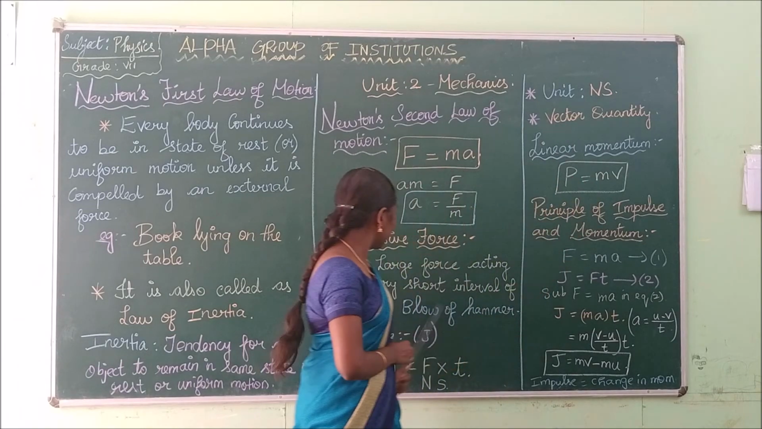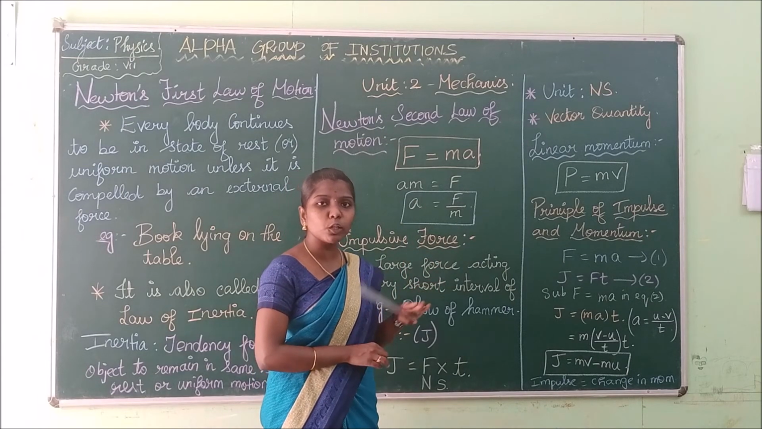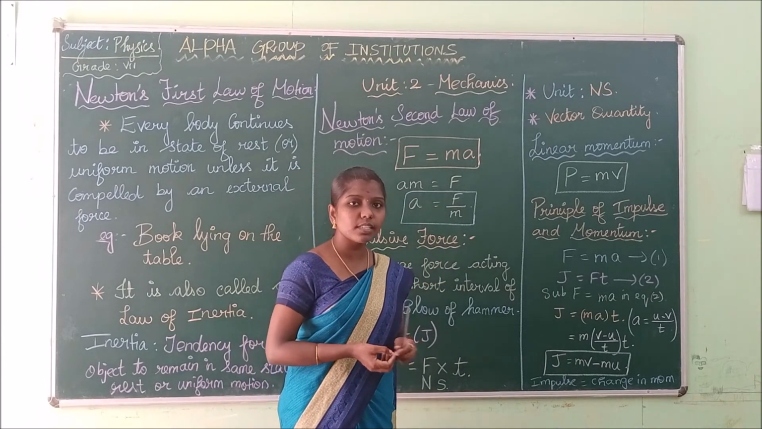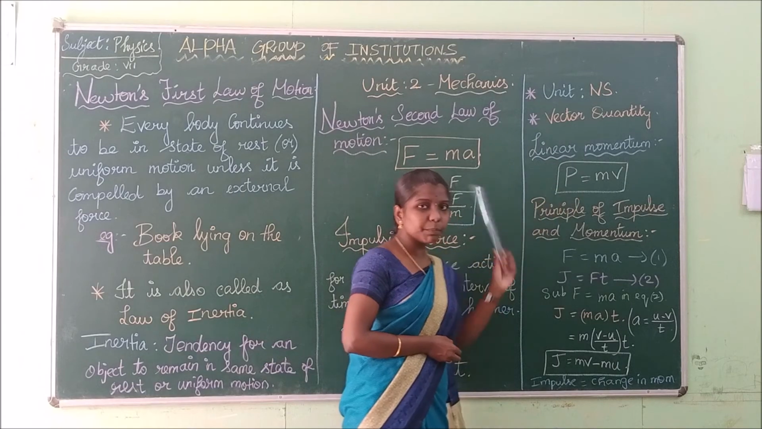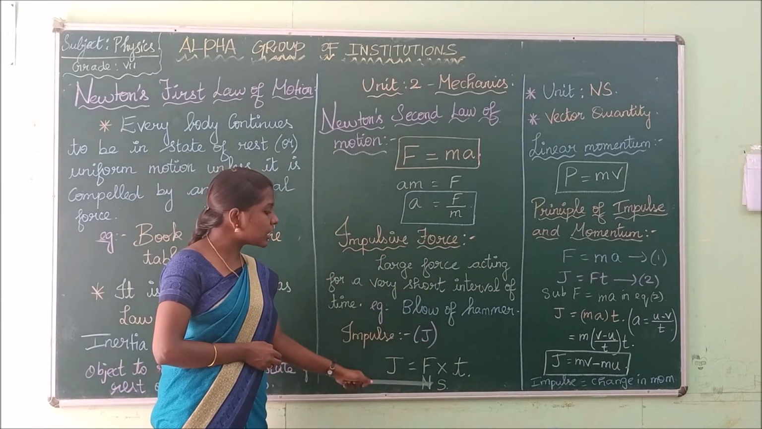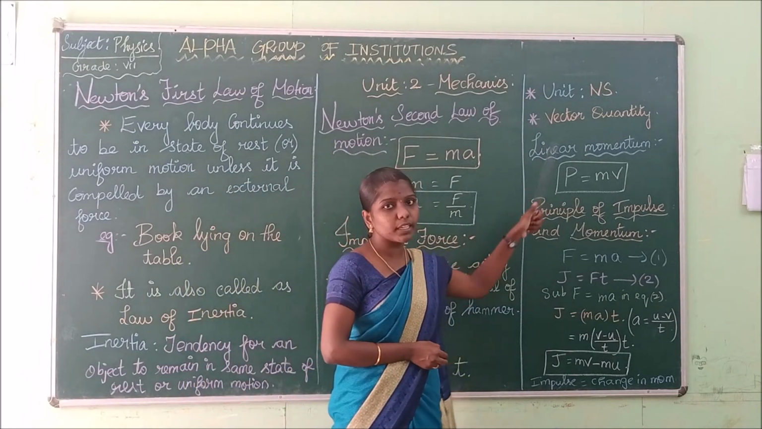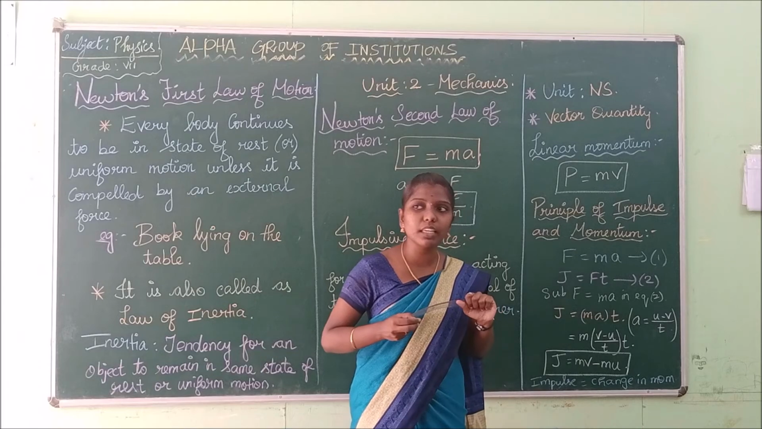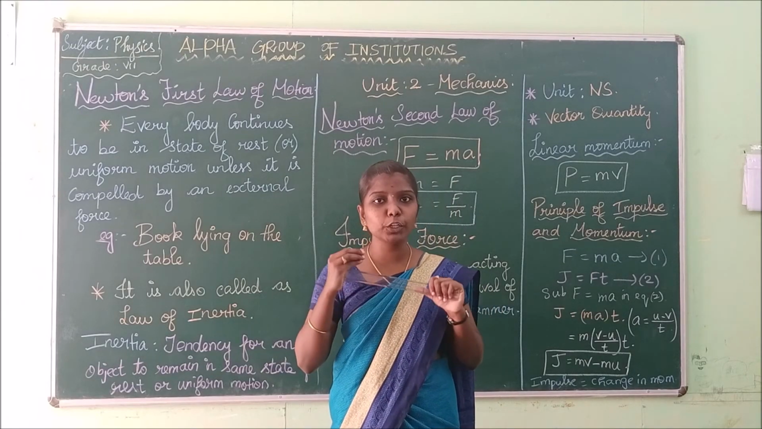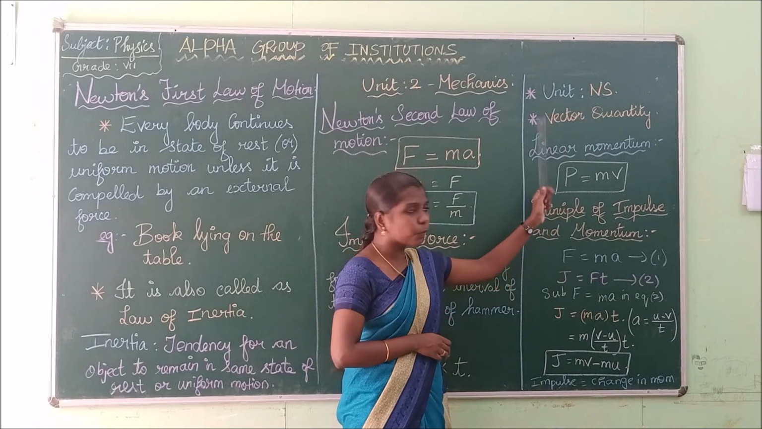Next, impulse is a vector quantity. As it has both magnitude and direction, it is called a vector quantity. Impulse is equal to force into time. The unit for impulse is Newton second and impulse is a vector quantity. Why is it called a vector quantity? It has both magnitude and direction and so it is called a vector quantity.